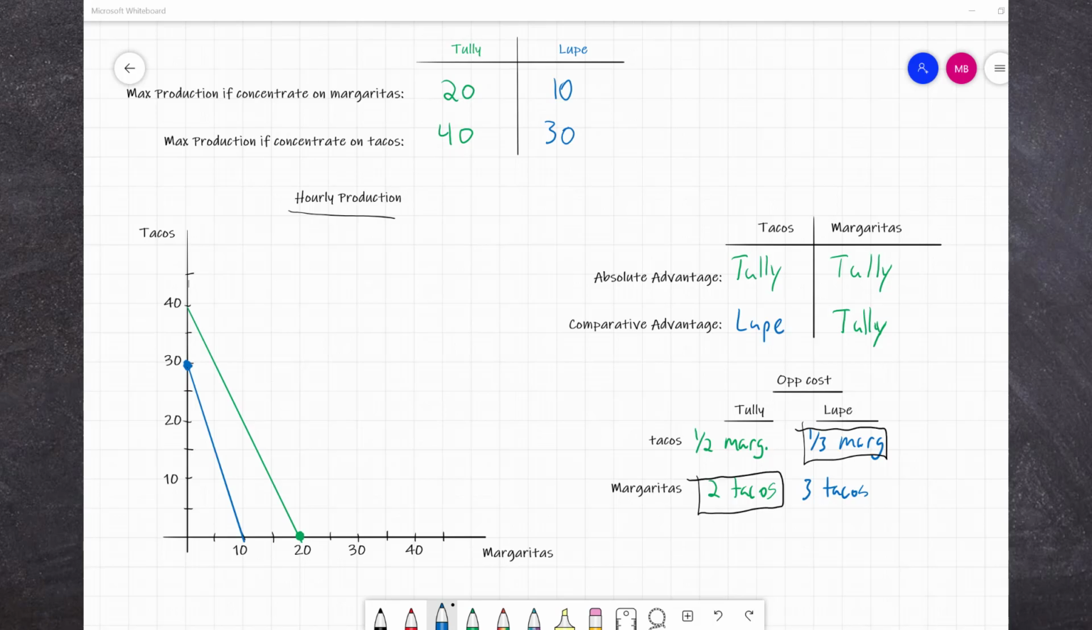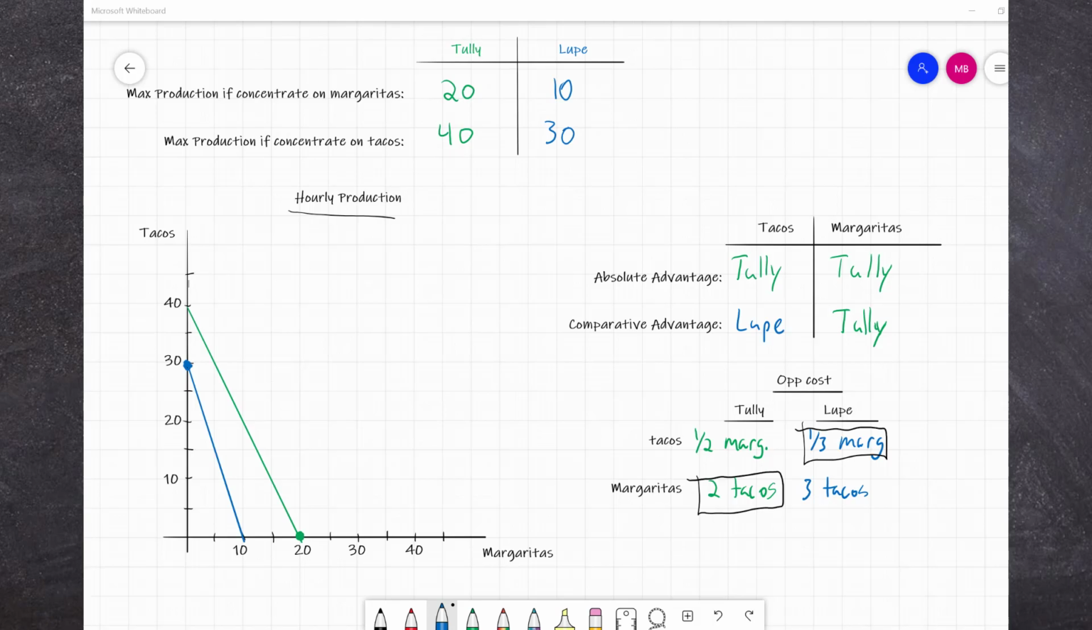So now let's think about the terms of trade. Lupe is just producing tacos, Tully's just producing margaritas. The first way to think about terms of trade is how many tacos for each margarita. And to figure out the range of values for these terms of trade, we just have to put ourselves in each of these individuals' shoes. So let's think about Lupe first. She's just producing tacos and she's trading away tacos for margaritas. So we're asking, how many tacos is Lupe willing to give up for each margarita?